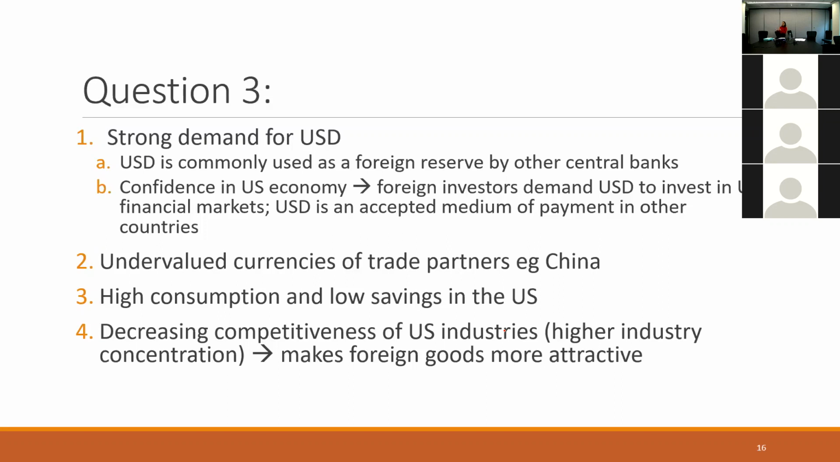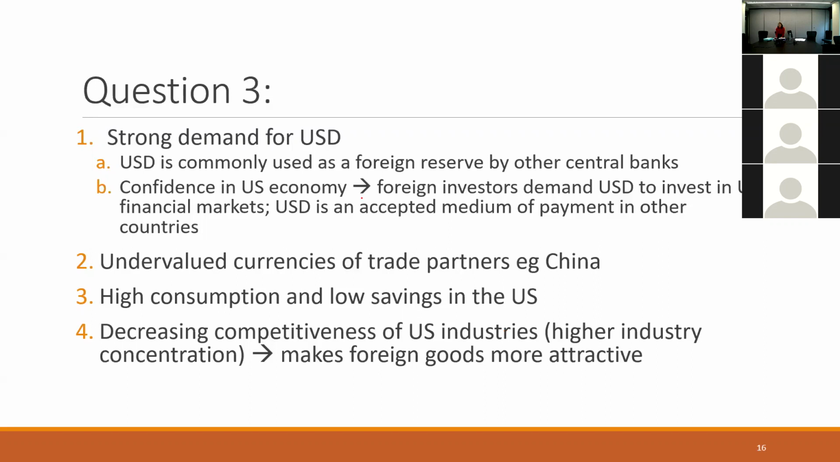So when you have a very strong player in the market, they don't have to cut their prices to be competitive at all, right? So as a result, the goods and services produced in the US become less attractive relative to other goods and services, right? So all of these factors explain why exports have been low and imports have been high in the US, okay?